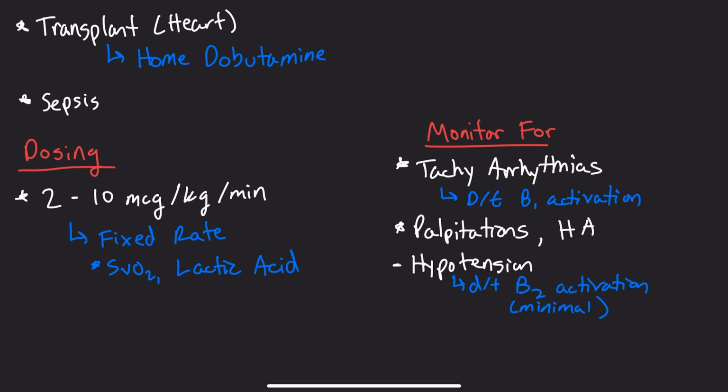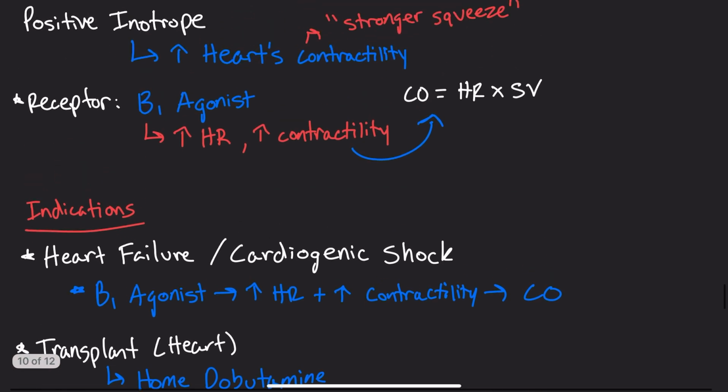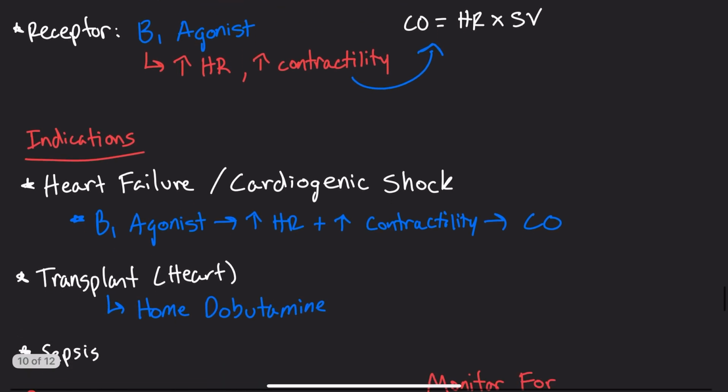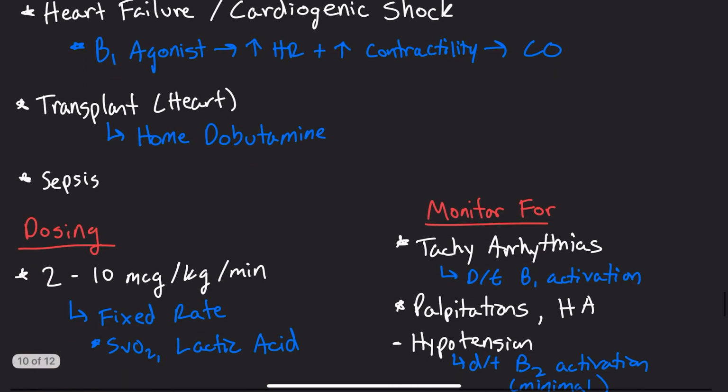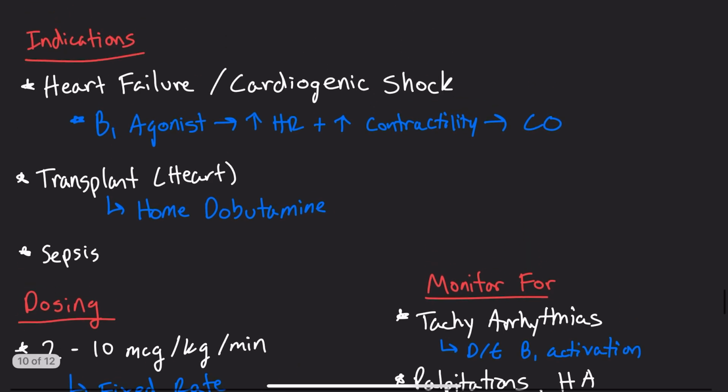Typically you'll see your blood pressure will more than likely increase a little bit as a result of hopefully increasing that cardiac output. But yeah, that's just a quick basic overview of dobutamine. You've got the receptor, so it's a beta-1 agonist, most likely used for heart failure and cardiogenic shock, dose is 2 to 10 mcg per kilo per minute, and you're going to monitor most likely for tachyarrhythmias and things like palpitations.